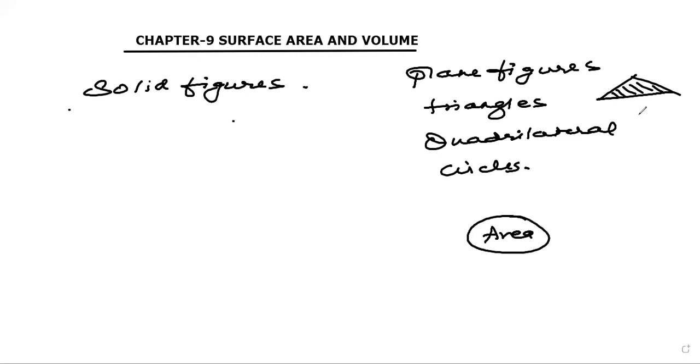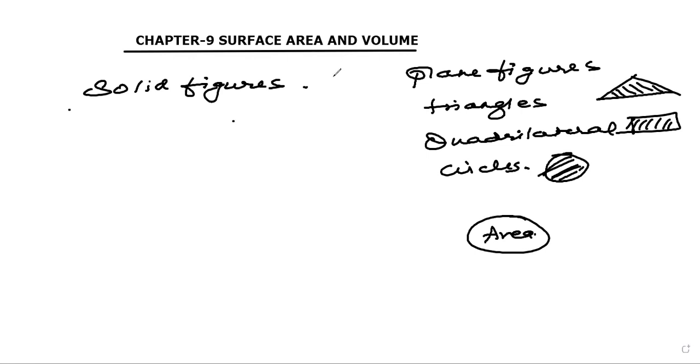Okay, so again we have quadrilaterals. What you learned earlier, quadrilateral has areas. Different quadrilaterals have different formulas for getting their areas. Circle. We learned about circle. Circle has area, a region enclosed inside it. Whereas, what do you mean by solid figures, children?